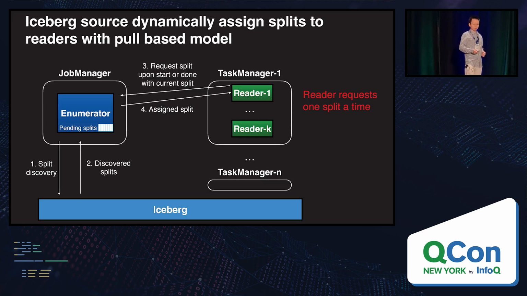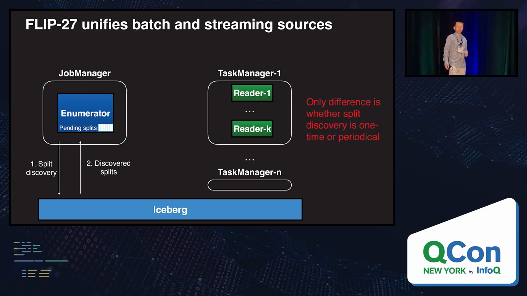In the Iceberg source, the enumerator will discover splits from the Iceberg table and keep track of the pending splits in an internal queue. The readers will request a split during the job initialization or when they're done with the current split. So the enumerator will assign a split to the reader. A reader requests one split at a time. It's a pull-based model.